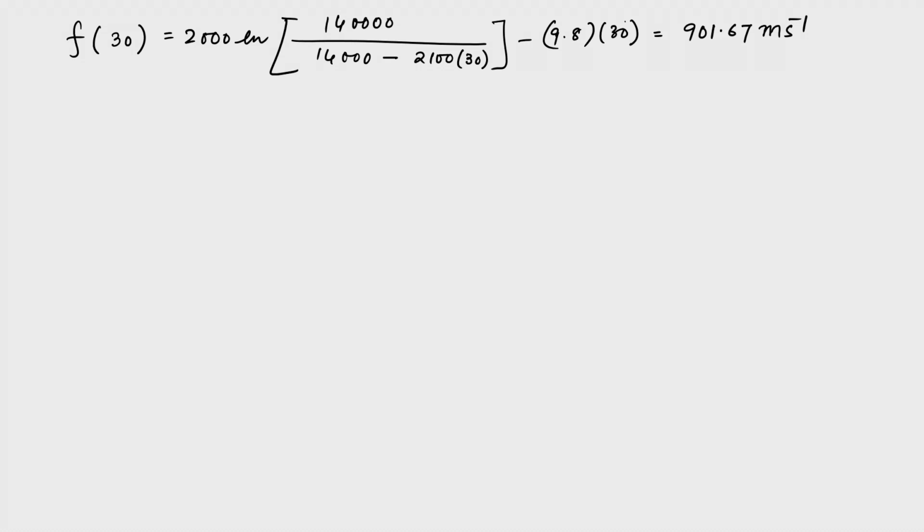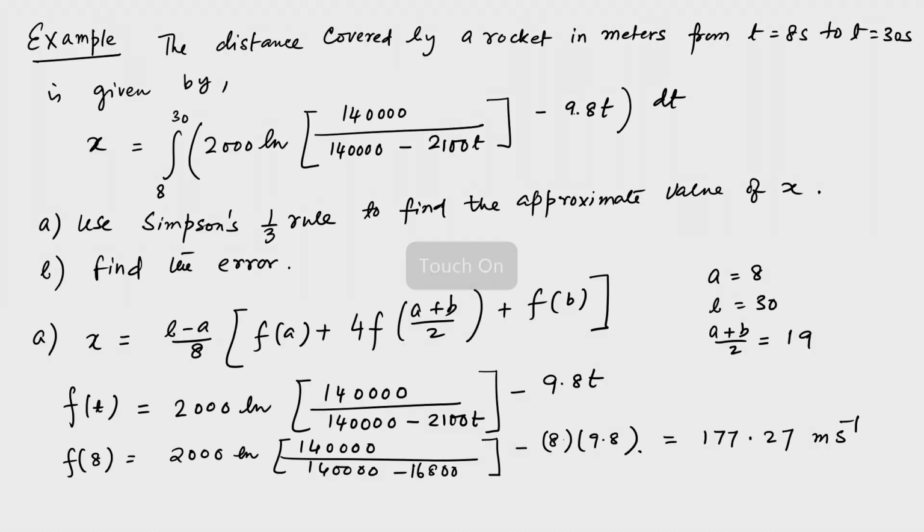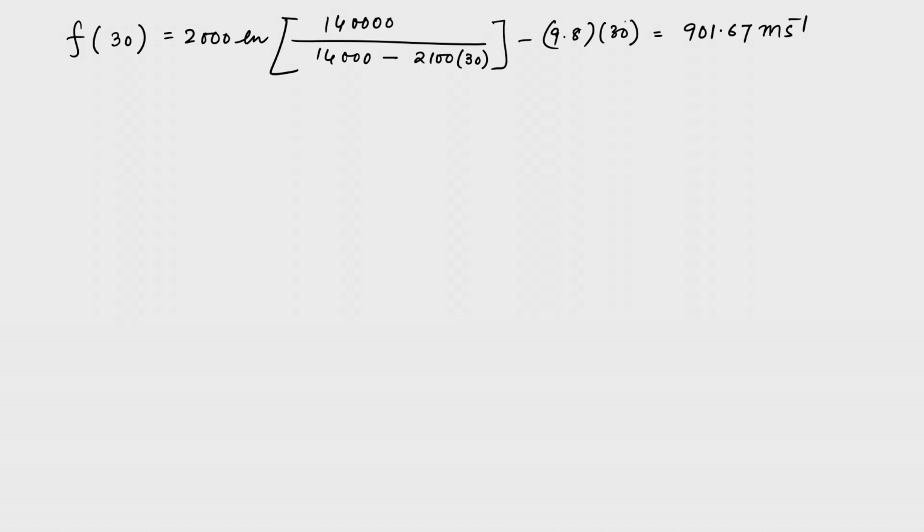The integrand is actually the velocity, and the velocity increases from this value, which is 177 meters per second, to 901.67 meters per second. But what is important for us to get the other one, which is f of 19, you can write down for this time as 19. Finally, what you get is 484.75 meter per second.